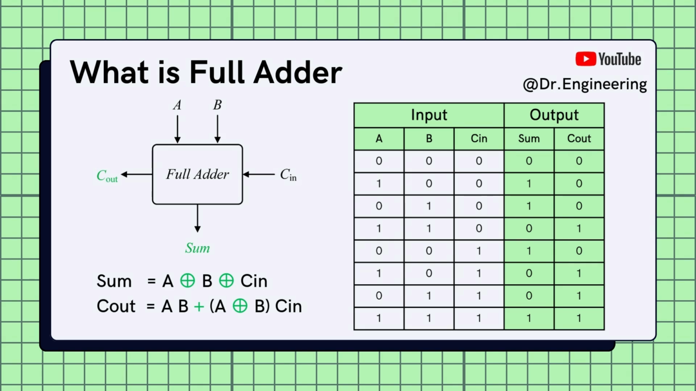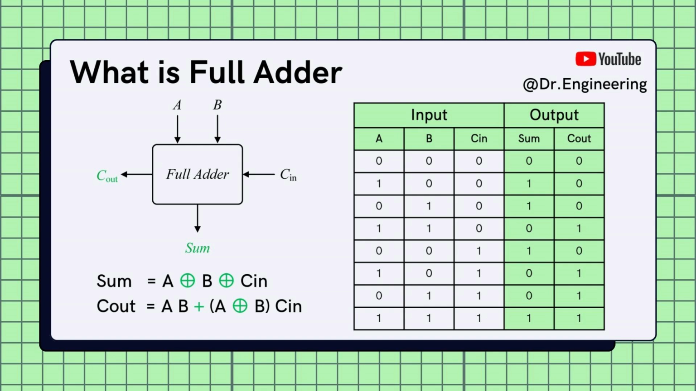First, let's start with an overview of what a full adder is and how it works. A full adder is a fundamental building block in digital circuits that adds 3 binary bits: 2 input bits, and a carry bit from a previous addition. Unlike the half adder, which can only add 2 bits, the full adder accounts for carry in and carry out, making it a key element for performing multi-bit binary addition.